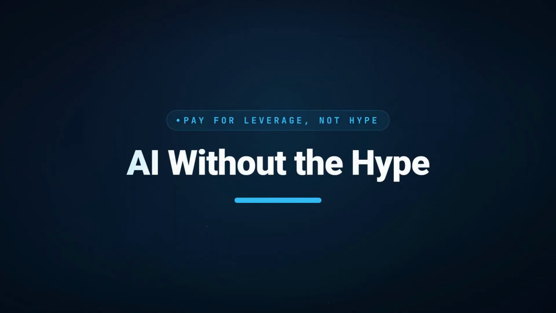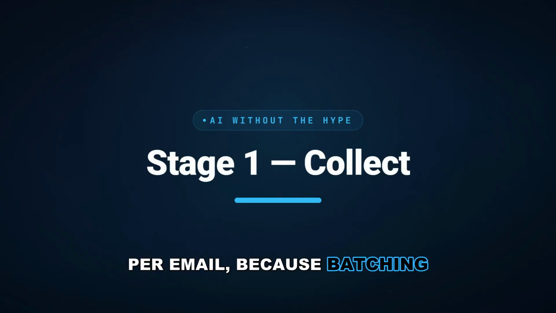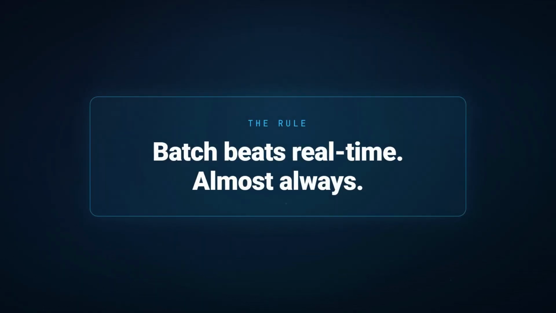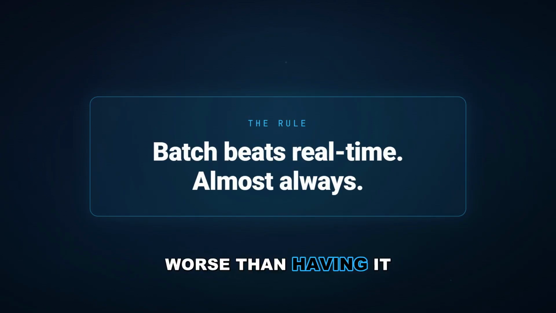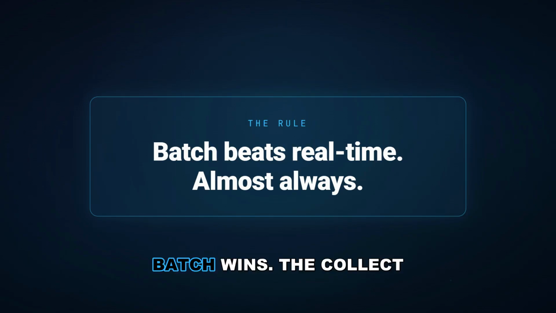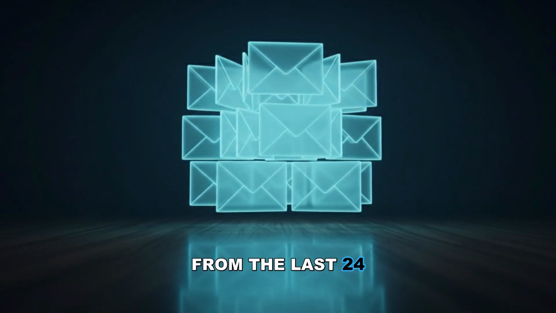3 stages: collect, classify, and act. Then the safety rules, then the 2 mistakes. Let's build. The trigger. Every morning at 7, or on every new email, your choice. I run mine on a schedule rather than per email because batching turns out to be calmer and cheaper. Real time feels impressive. In practice, having your inbox reorganize itself while you're mid-sentence is worse than having it done once, before you open it. Batch wins. The collect step pulls unread mail from the last 24 hours.